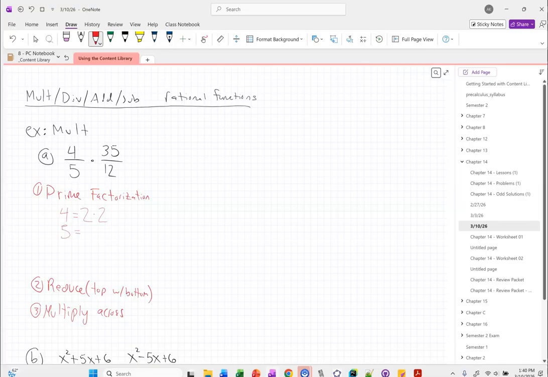What's the prime factorization for 5? It's just 5, right? We don't have to include the 1s. 1 isn't a prime number, by definition. 2 is the smallest prime number. 2, 3, 5, 7, 11, 13, 17, 19, 23, 29, 31, 37. You guys don't know all these by heart?